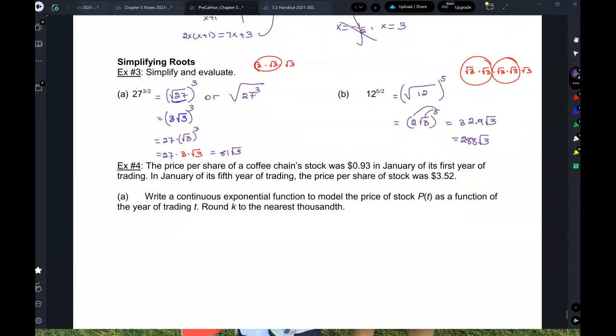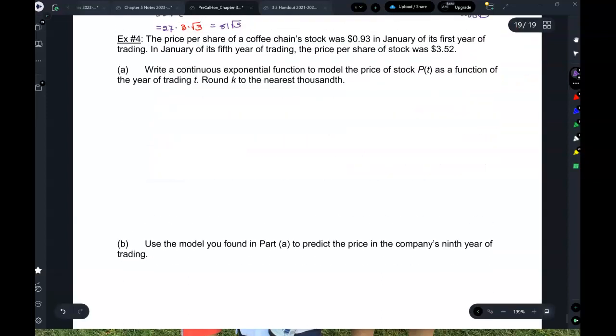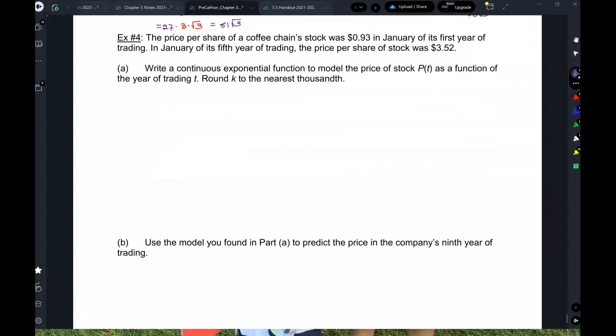Okay. Let's talk about coffee. So the price per share of a coffee chain stock was 93 cents in January of the first year of trading. In January of the 5th year of trading, it was 3.52. So definitely there is some growth here, right? Exponential growth.